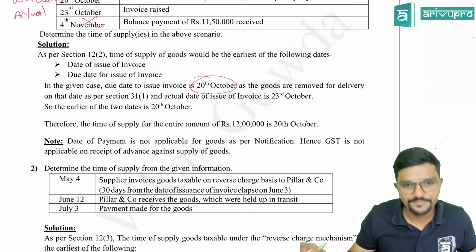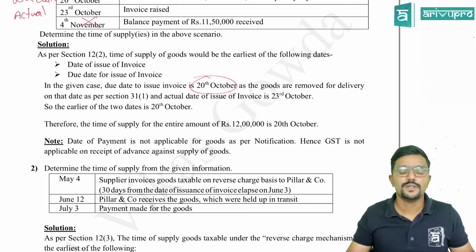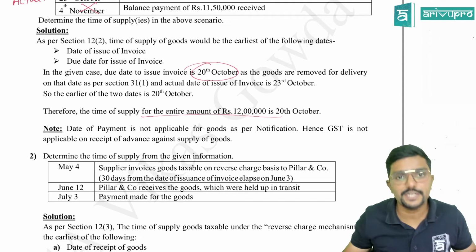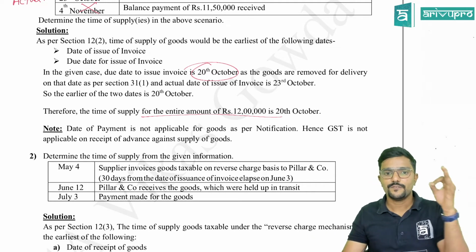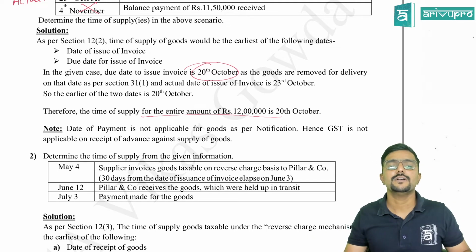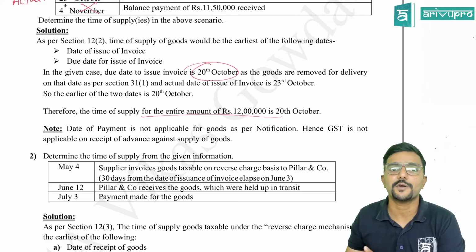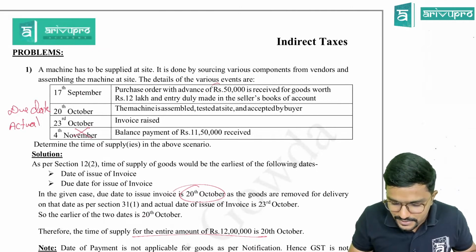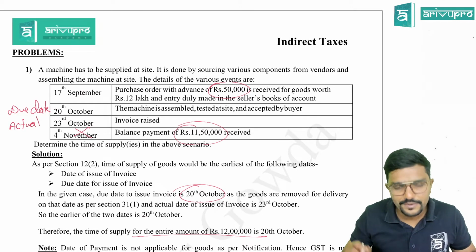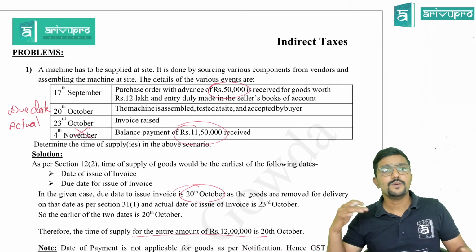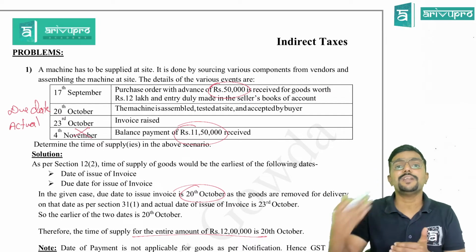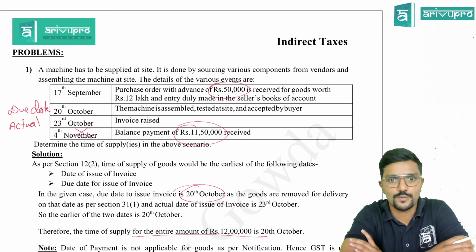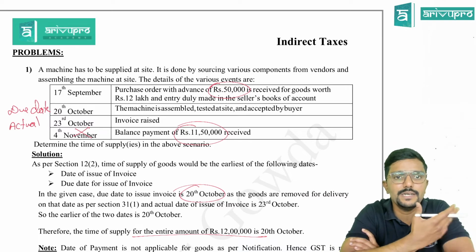20th October. So therefore, the time of supply for the entire amount, that is very important, please mention that in your answer for goods. For the entire amount of 12 lakh, what is the time of supply? 20th October. Sir, why? Because out of 12 lakh, 50,000 is received as an advance and the remaining 11 lakh 50,000 is received later. The evaluator expects you to mention that for the entire 12 lakh, the time of supply is 20th October, because the date of payment doesn't matter here.